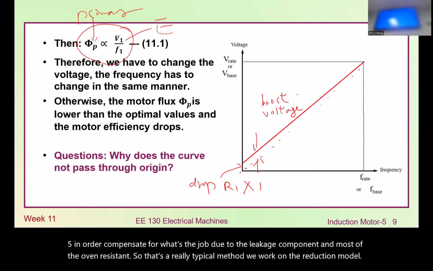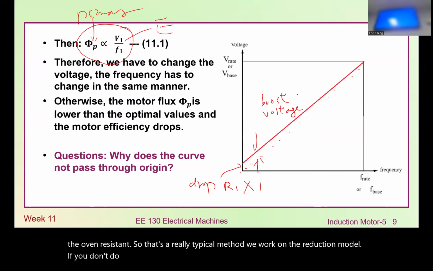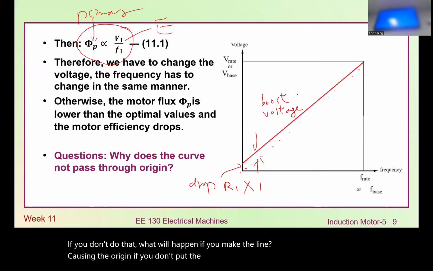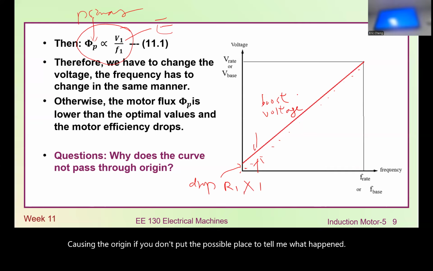If we don't do that, what will happen? If we make the line cross the origin and we don't put in the boost voltage, what do you think? Will it still work? Yeah, the motor just stops, it doesn't start.